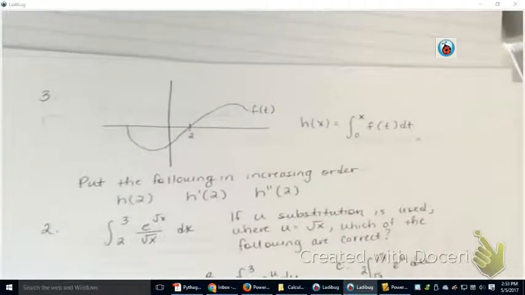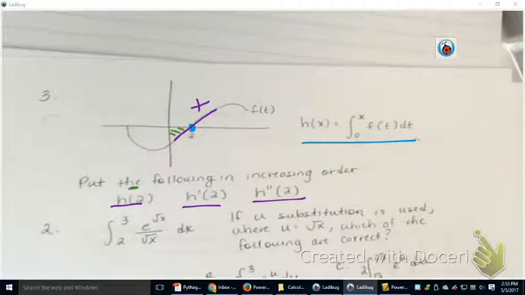Alright, number 3. Put the following in an increasing order. So h of 2 would mean the integral from 0 to 2, which would mean the area of this part right here, so I know that that is negative. H prime of 2 is the derivative of that, so I know that that is 0. H double prime of 2 is the slope at 2, so I know that is positive, so it already is in increasing order. Negative, 0, and positive.